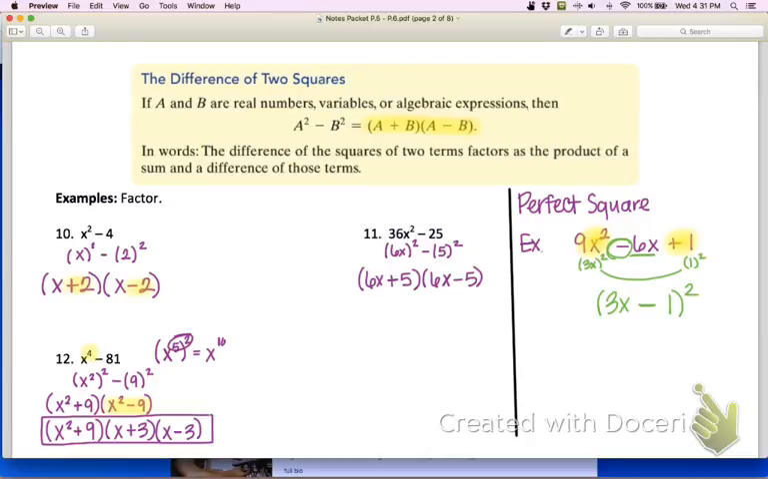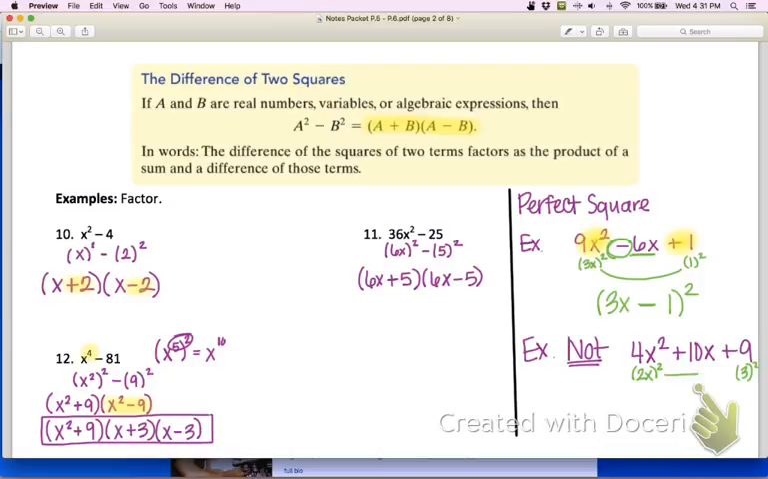Here's an example of one that is not a perfect square. Okay, let's say that I had 4x squared plus 10x plus 9. Well, this is 2x to the second, and this is 3 to the second. So it's promising so far. I have two perfect squares.